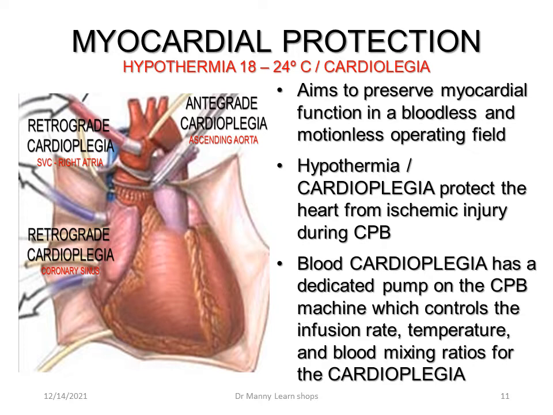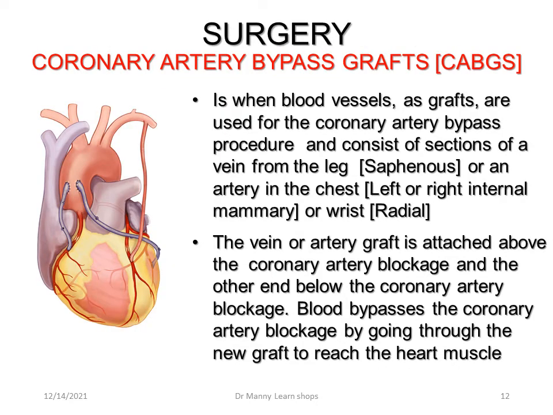Blood cardioplegia has, as we indicated earlier, a dedicated pump on most cardiopulmonary bypass machines, which controls the infusion rate, the temperature, and blood mixing ratios for the cardioplegia. We said 1 in 3. Now, some of the surgeries that we'll look at include, 1, coronary artery bypass grafts, CABGs.